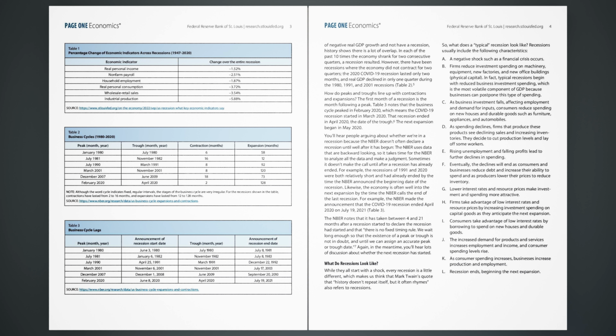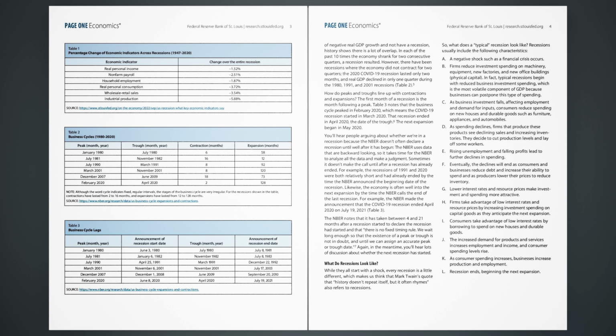C. As business investment falls, affecting employment and demand for inputs, consumers reduce spending on new houses and durable goods such as furniture, appliances, and automobiles. D. As spending declines, firms that produce these products see declining sales and increasing inventories. They decide to cut production levels and lay off some workers. E. Rising unemployment and falling profits lead to further declines in spending. F. Eventually, the declines will end as consumers and businesses reduce debt and increase their ability to spend and as producers lower their prices to reduce inventory.